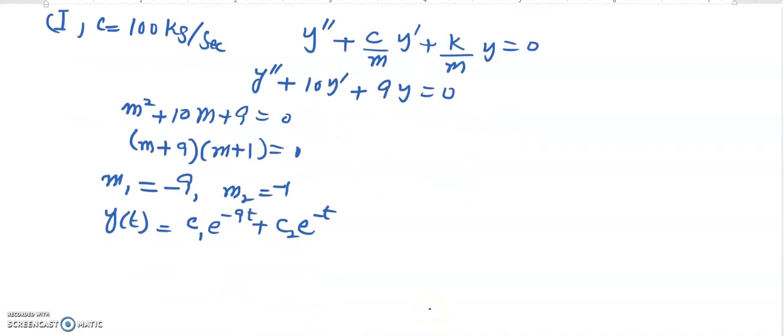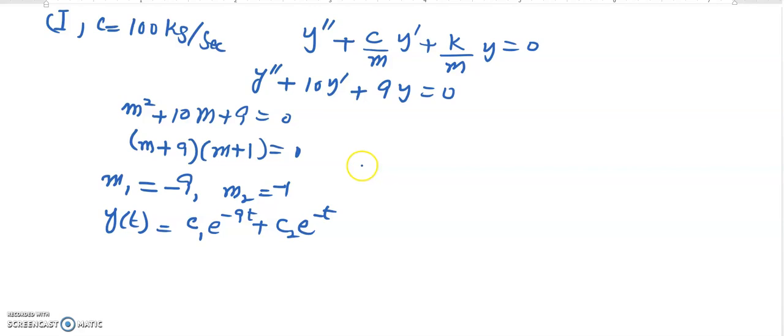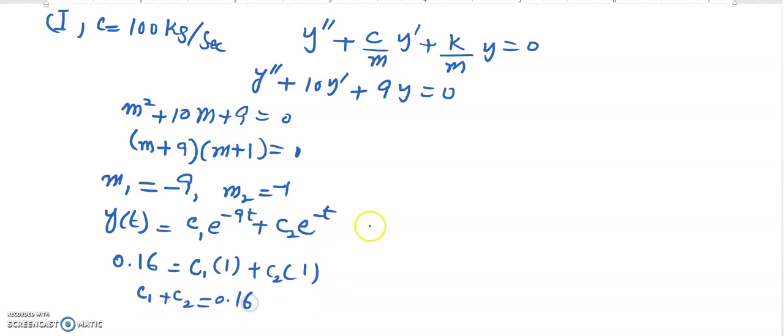So for the values of C1 and C2, we can apply the initial conditions. So y(0) was 0.16, so 0.16 is equal to C1, that will be 1, plus C2, that will be also 1. So C1 plus C2 is equal to 0.16.